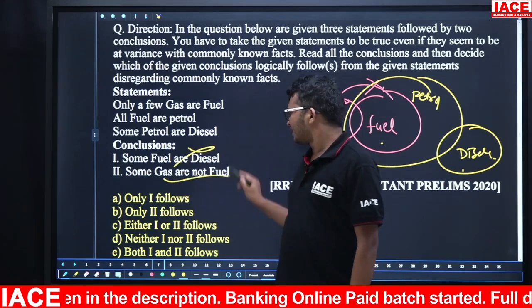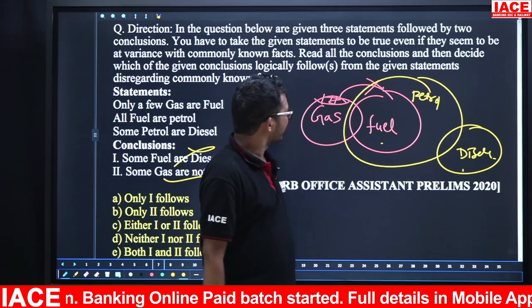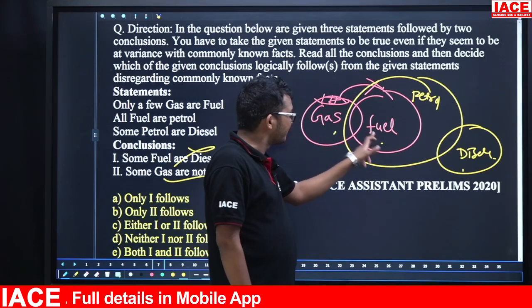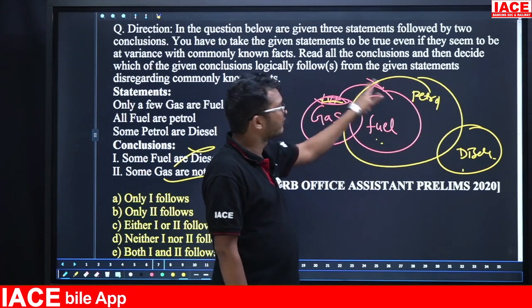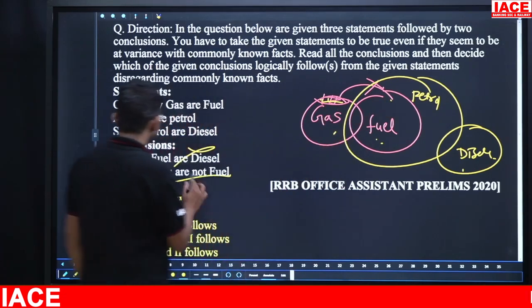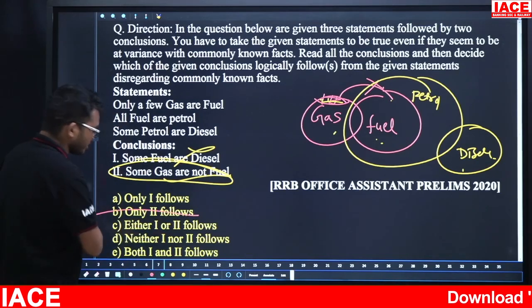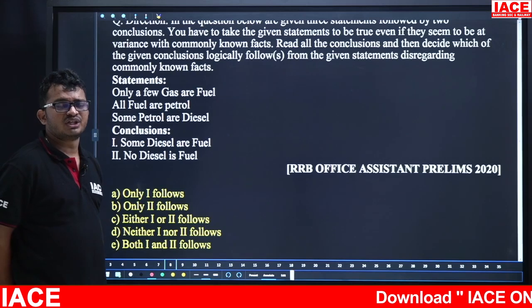Next, some gas are not fuel, some part of gas is not fuel, yes. Statement itself says that some gas is a fuel, at the same time some part of gas is not fuel. That means here second one is true. That means here answer is only 2 follows. Only 2 follows means here answer is option B. Take next question. Your time starts now.